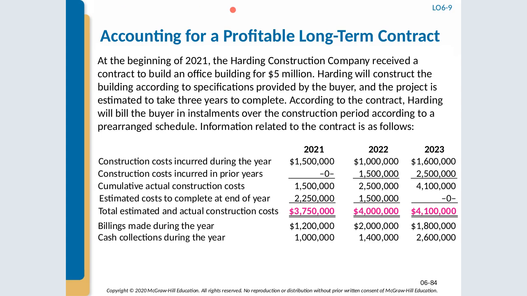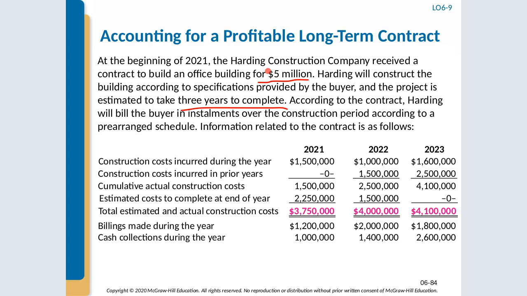We have an example here at the beginning of 2021. The Harding Construction Company received a contract to build an office building for $5 million. Okay, so this is going to be revenue for this project. Harding will construct the building according to specifications provided by the buyer, and the project is estimated to take 3 years to complete. Okay, so it's a long-term project.